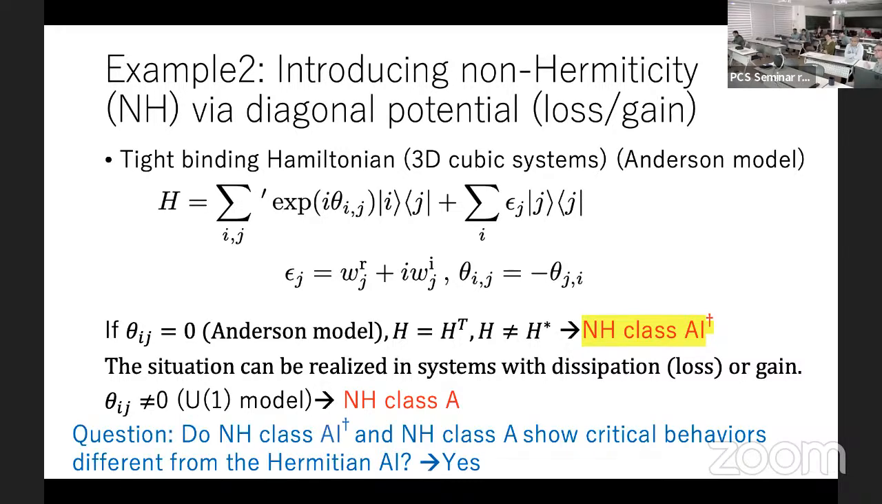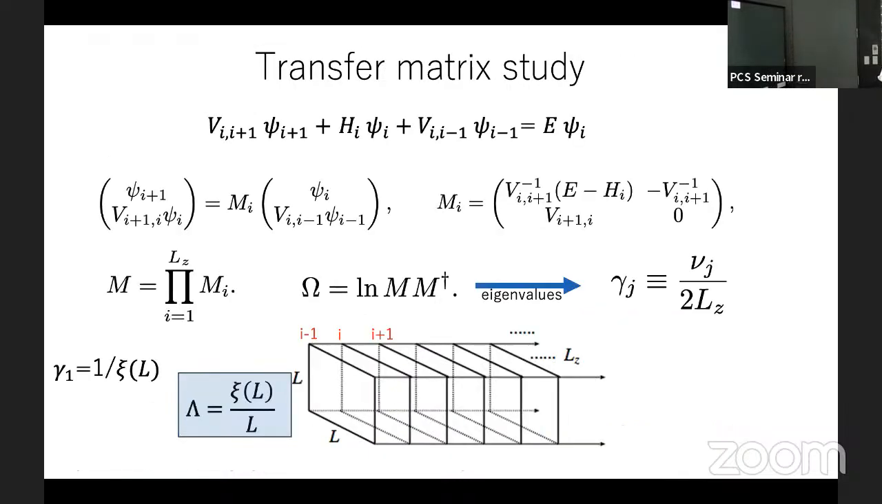Okay, and let me ask one question. Does this non-Hermitian plus A1 dagger show different critical behavior from the Hermitian A1? And the answer is yes, the exponent changes. I say the universality class can be mapped, but the exponent changes. And I will explain why.